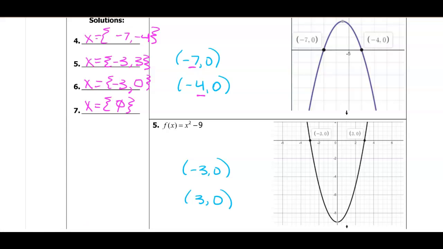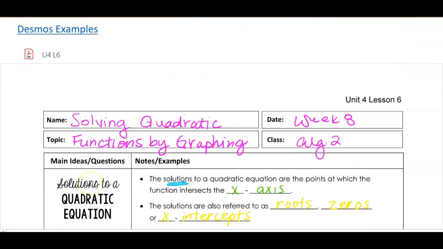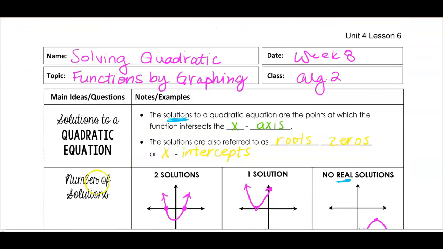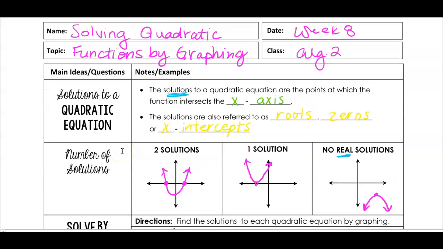And that concludes our notes on solving quadratic functions by graphing. Again, the Desmos examples will be available to you in our folder in Schoology, so you can take a look at those, see those all together, and let me know, as always, if you have any questions.